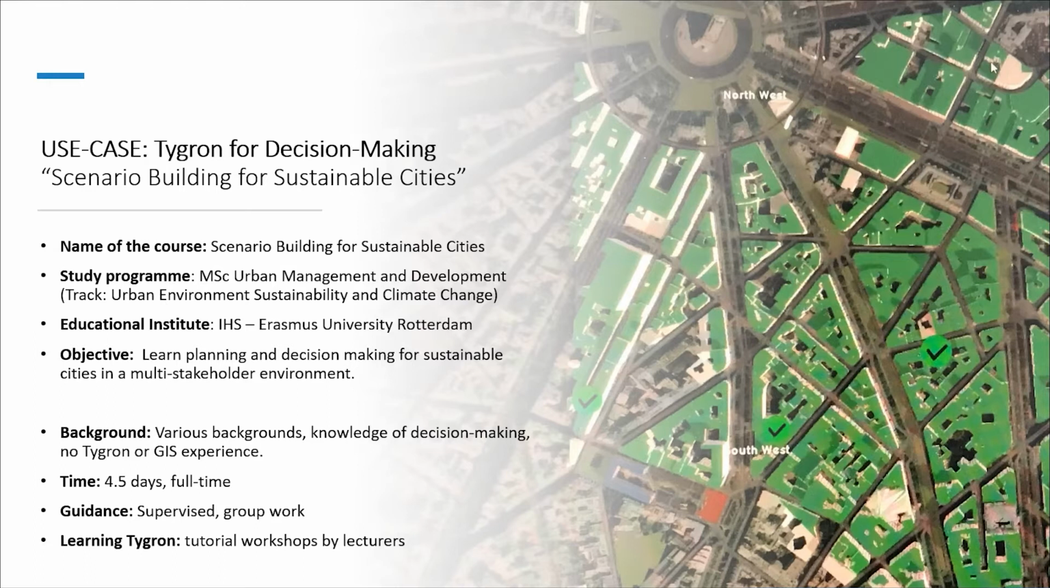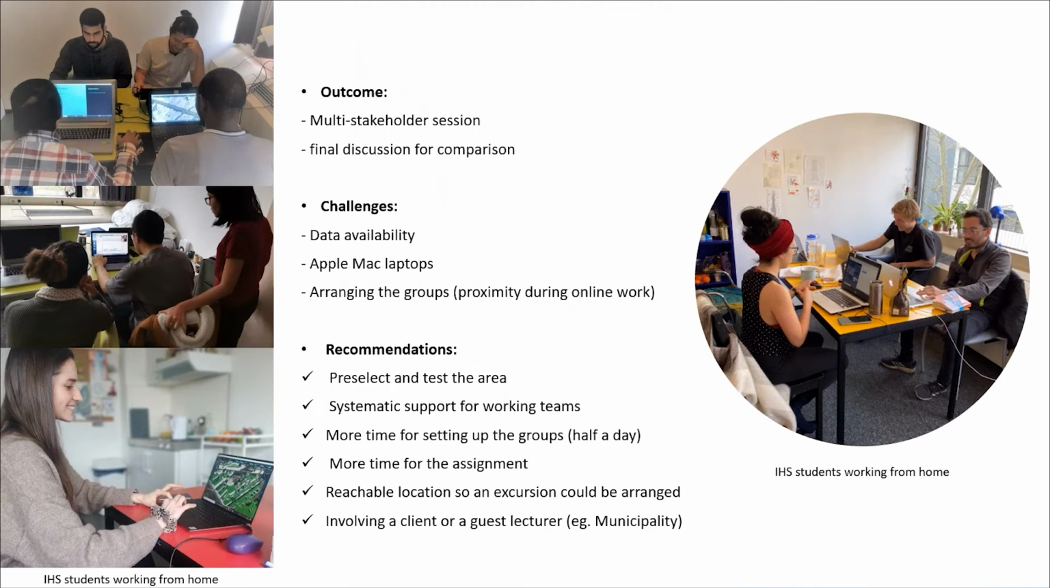So it is targeted for international students that come from very different backgrounds, and of course they do not have any prior knowledge of Tygron or any other geodesign platform, but they are expected to have some sort of knowledge in decision making. The course is small; it's 4.5 days, and then the students are expected to learn planning and decision making in a multi-stakeholder environment.